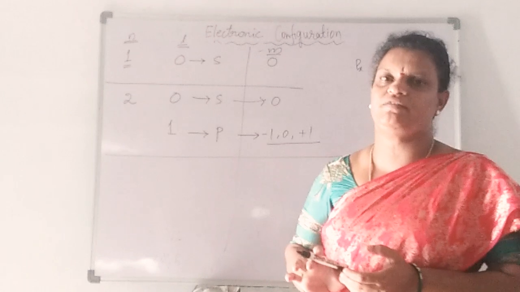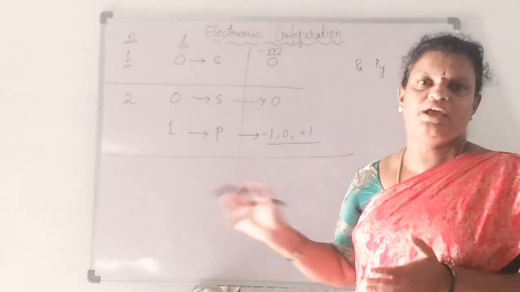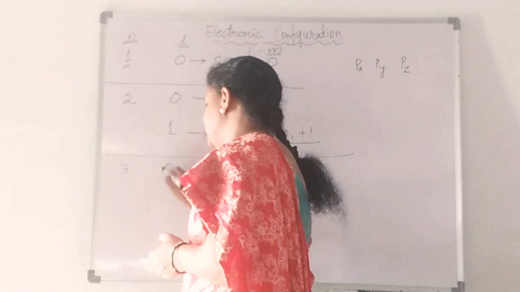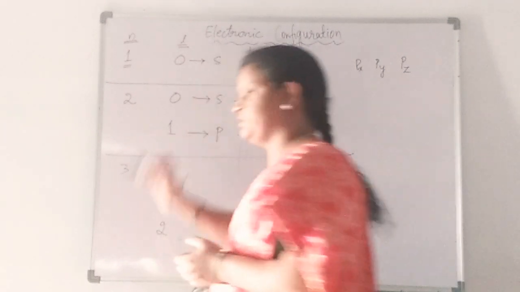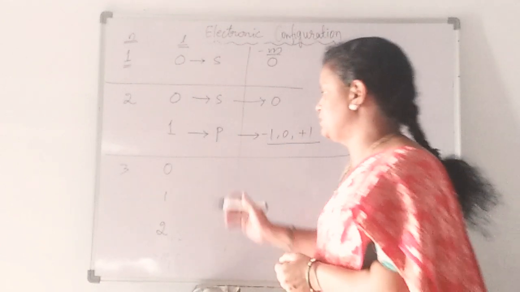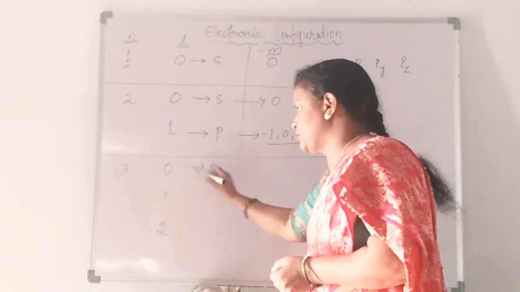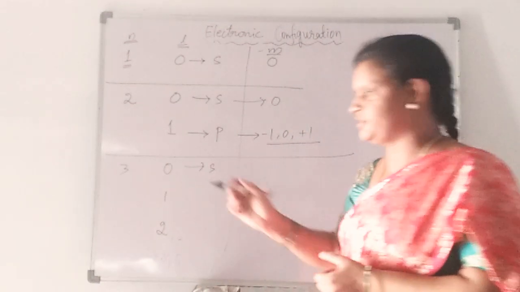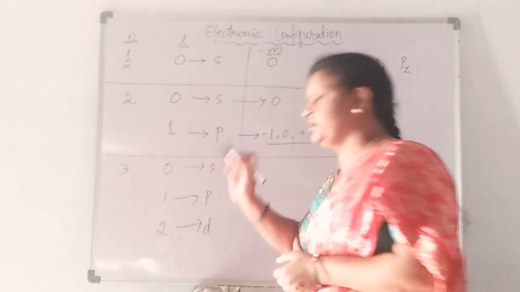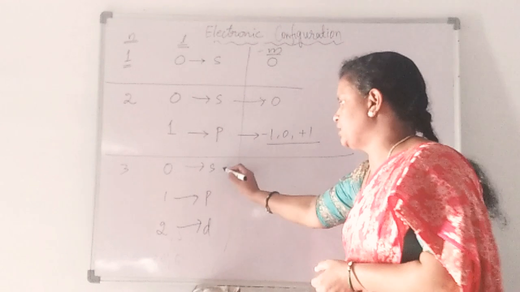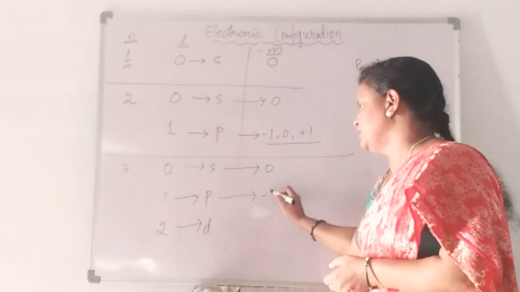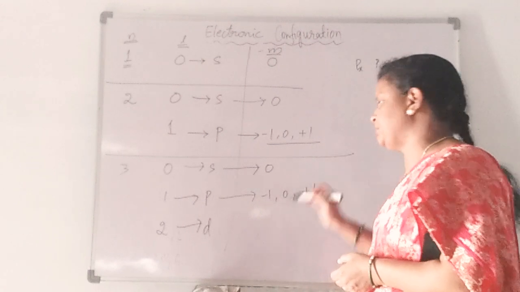0 and 1 are the l values, because from 0 onwards up to n minus 1 values are present. For the third shell, 0, 1 and 2. These 3 values are possible for l. Based on that, 0 means the S subshell, 3s, then 3p, and this is 3d. In the S subshell we have only one orbital. In the P subshell we have 3 orbitals, Px, Py and Pz.